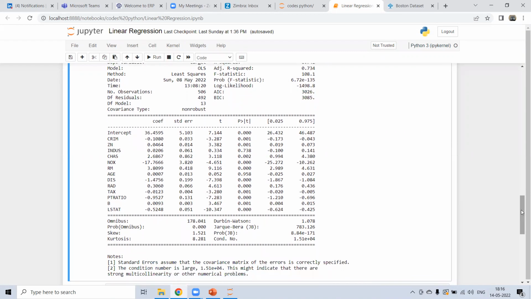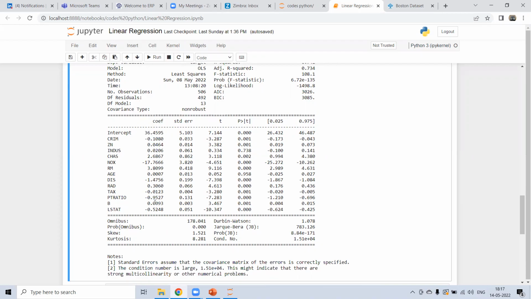Now, what I'm getting here are my coefficients: 36.45, minus 0.464, 0.02. These are all my coefficient values. And then the standard error. Why is this standard error required? Remember, I told you that T statistics will be calculated.